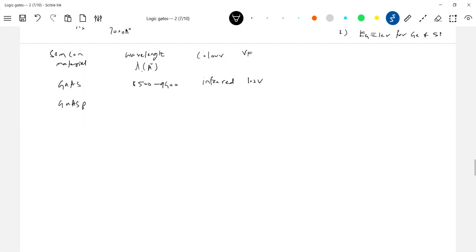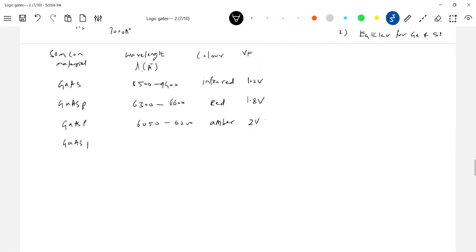Gallium arsenide phosphide is also a compound semiconductor material. These are 6,300 to 6,600. This will be red. Forward voltage is 1.8 volt. Gallium, I think some more. This is called amber. 2 volt it is.